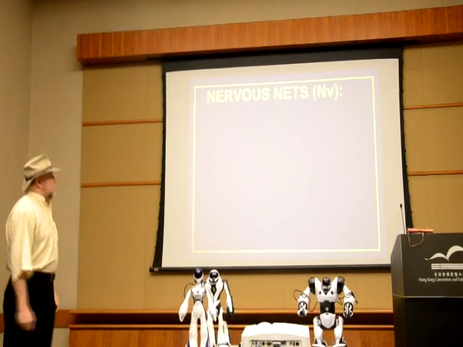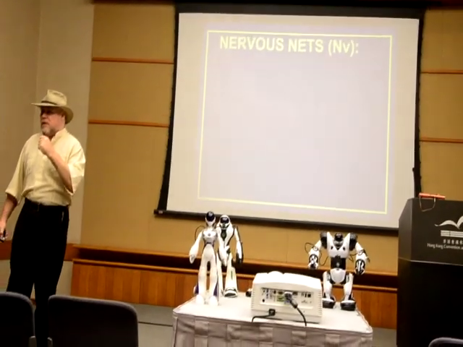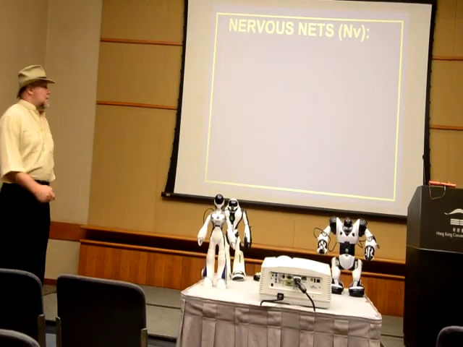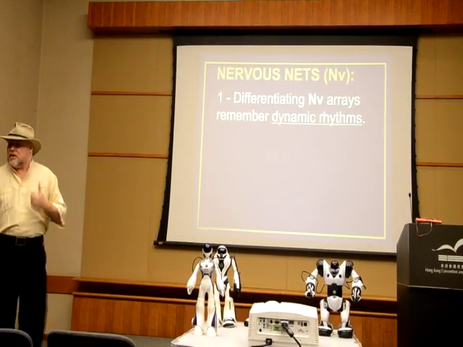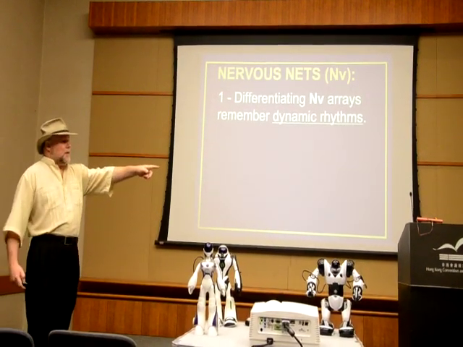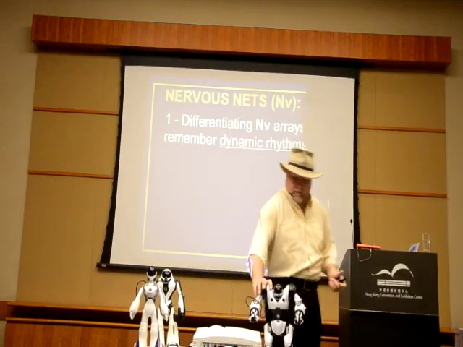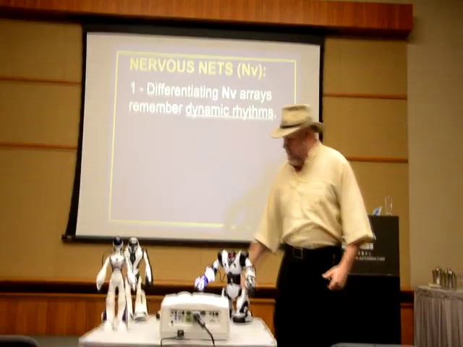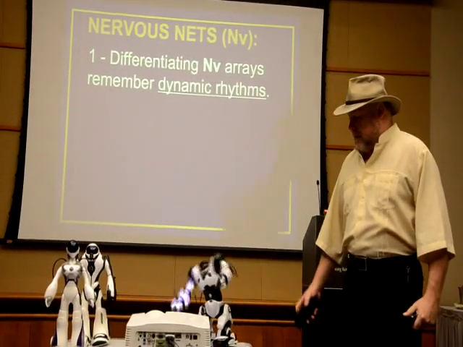The cool thing is that nervous nets, okay? Differential chains of differentiators, coupled with neural nets, which of course are parallel arrays of integrators, basically remember dynamic rhythms. Just by pure luck, you can feel that when you actually feel that sort of thing moving back and forth. And you can certainly see it when you put not just one motor, but say 3 or 4 motors into a simple little mechanism.